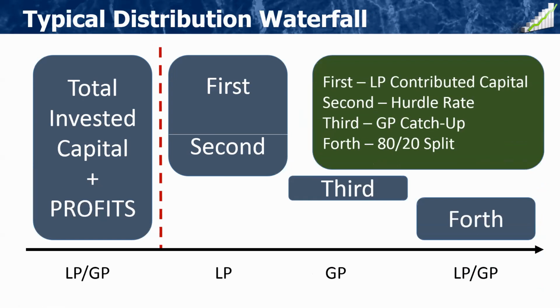So first it's contributed capital. Second, I'm sorry, it's a hurdle rate. Third, it's a catch up. And fourth, that's something which is being split 80 to 20.